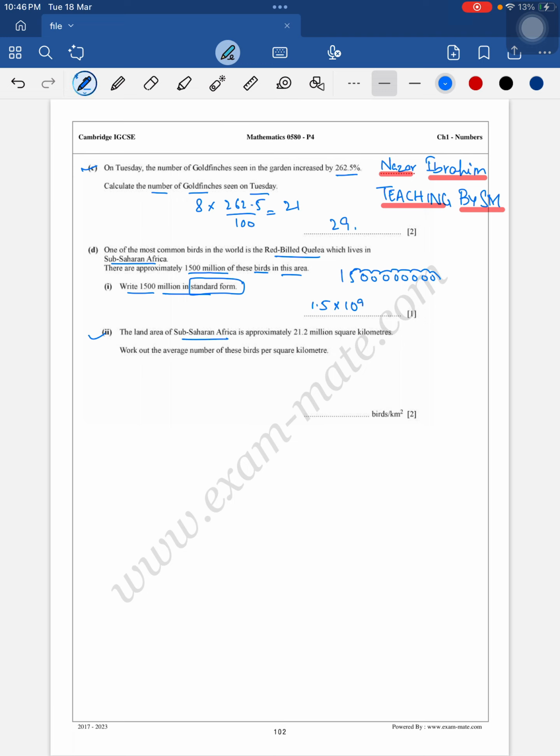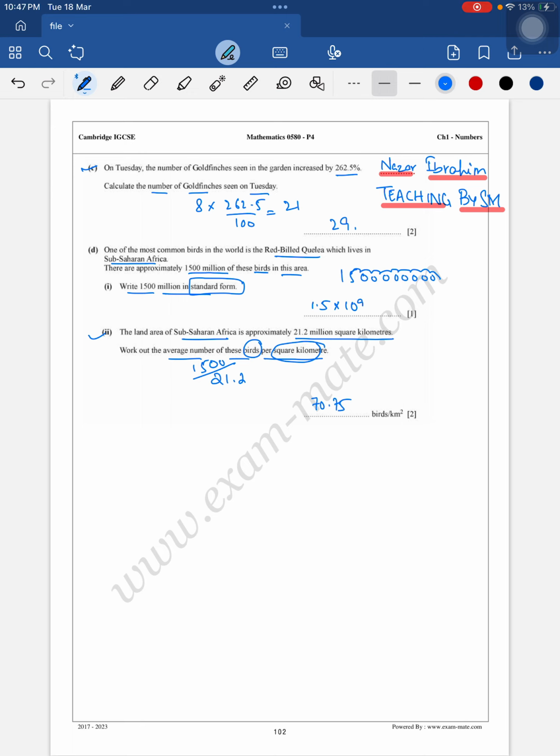Part 2: the land area of sub-Saharan Africa is approximately 21.2 million square kilometers. Work out the average number of these birds per square kilometer. So 21.2 is the million square kilometers, and total birds are 1,500 million. So 1,500 million birds over a total area of 21.2 million square kilometers. So 1,500 divided by 21.2 is 70.75. Now how did we decide to keep 1,500 in the numerator? Because it asked the number of these birds per square kilometer, so distance is in the denominator and birds in the numerator.